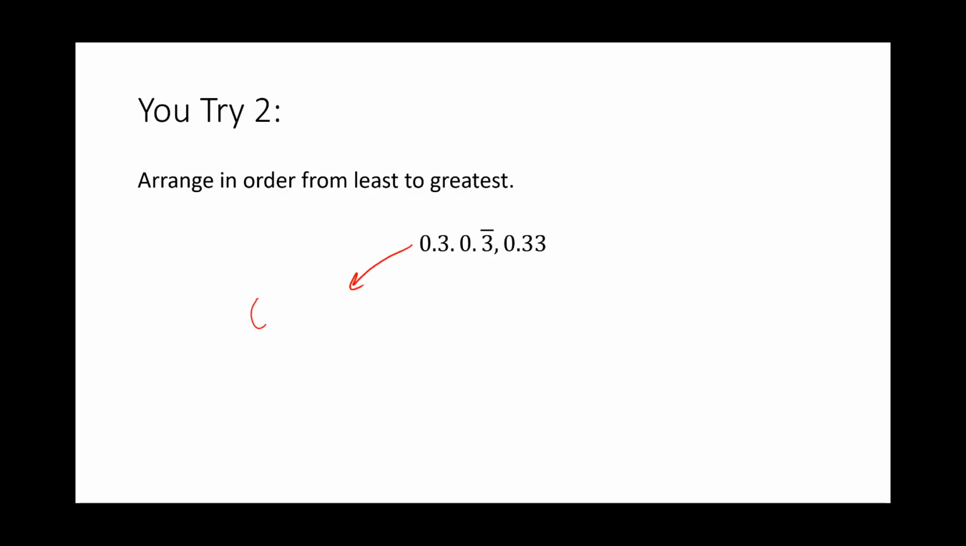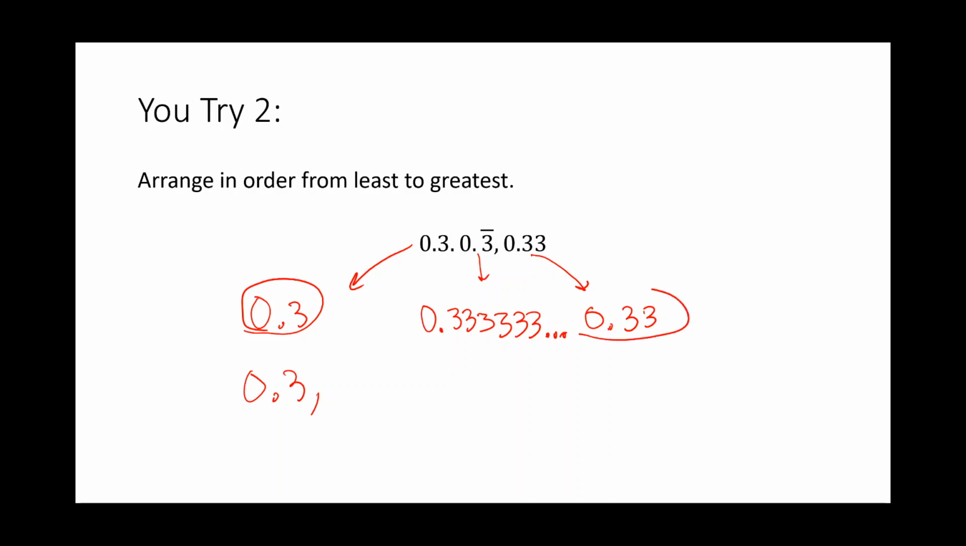0.3 is just 0.3. 0.33 is just 0.33. However, this overbar means that I have 0.3333333 repeating on forever. So if I were to arrange these from least to greatest, I would say 0.3 is my least. My next one is 0.33. And my greatest one is that 0.3 repeating.